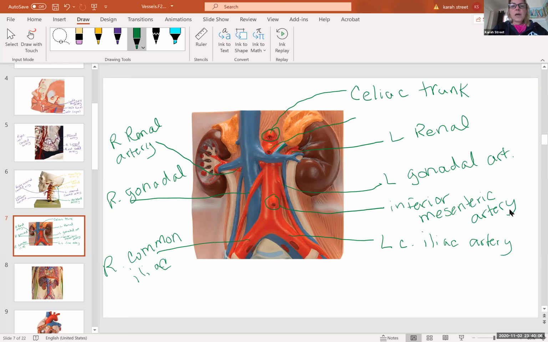And this nub, again, coming out at you, it's 3D, so it'd be coming anteriorly. That is the superior mesenteric artery. Okay, so that's what I can tag there.